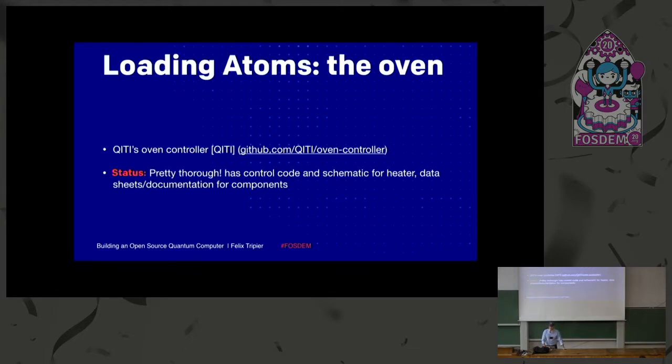So the first thing we have to do is store the atoms somewhere, and we have an oven which is going to ionize and release them. For an oven, you can actually use QITI's oven controller. This is freely open source hardware. It has code, it has schematics, it actually has data sheets and documentation. So it's a very thorough oven controller freely available to us.